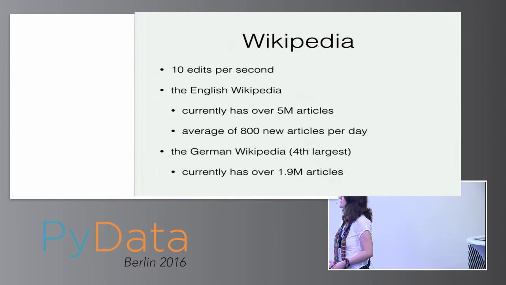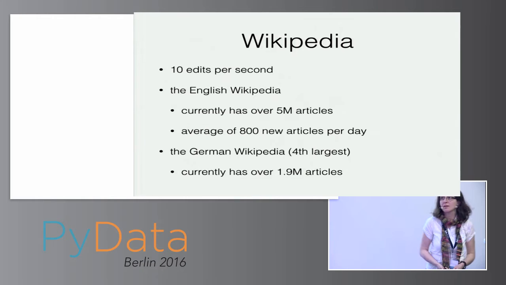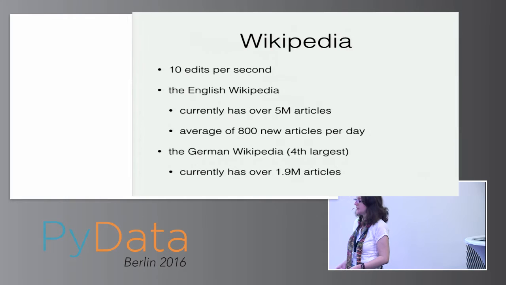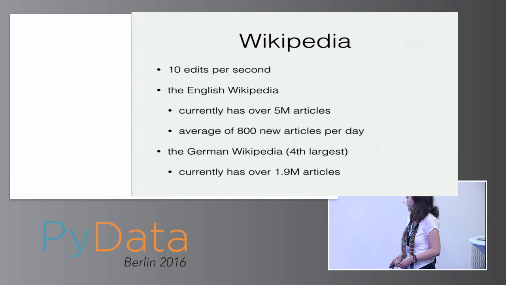Good, so if you talk about Wikipedia, it's a large project. There's 10 edits per second. The English Wikipedia currently has over 5 million articles. So that's an average of 800 new articles per day. So that's a lot of data to crunch. The German Wikipedia is the fourth largest with almost 2 million articles.